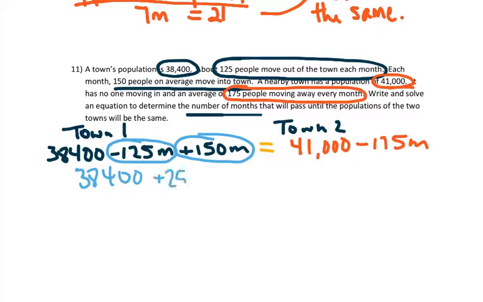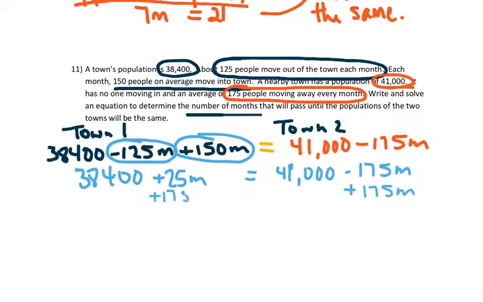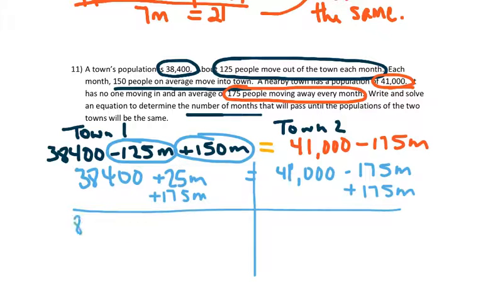plus 25m is equal to 41,000 minus 175m. Now again, the first thing that we want to do is get the m's on the same side of the equation. So I'm going to add 175m to both sides. That allows us to combine the m's, and we would get 38,400 plus 200m is equal to 41,000. And then negative 175m plus 175m is 0, so that's why that goes away.